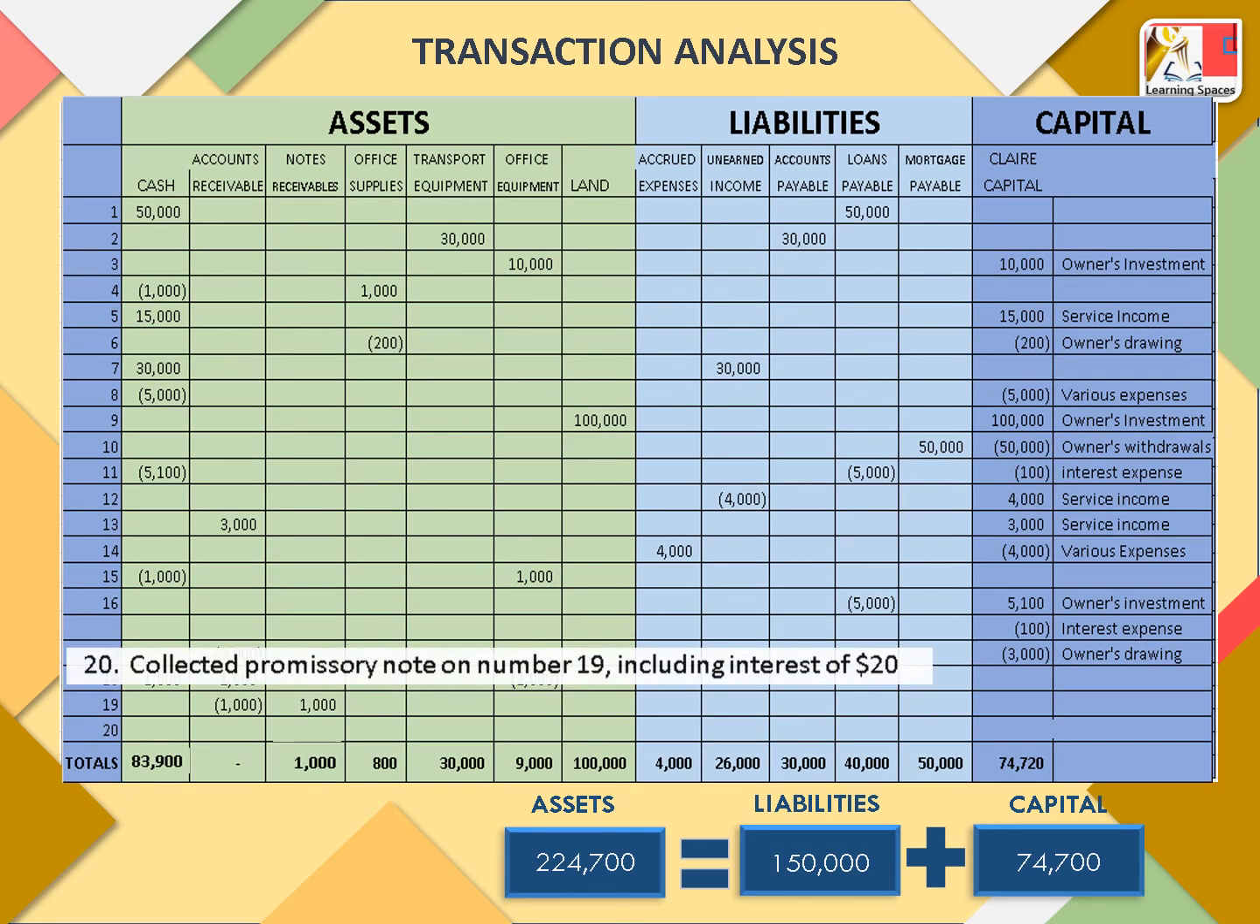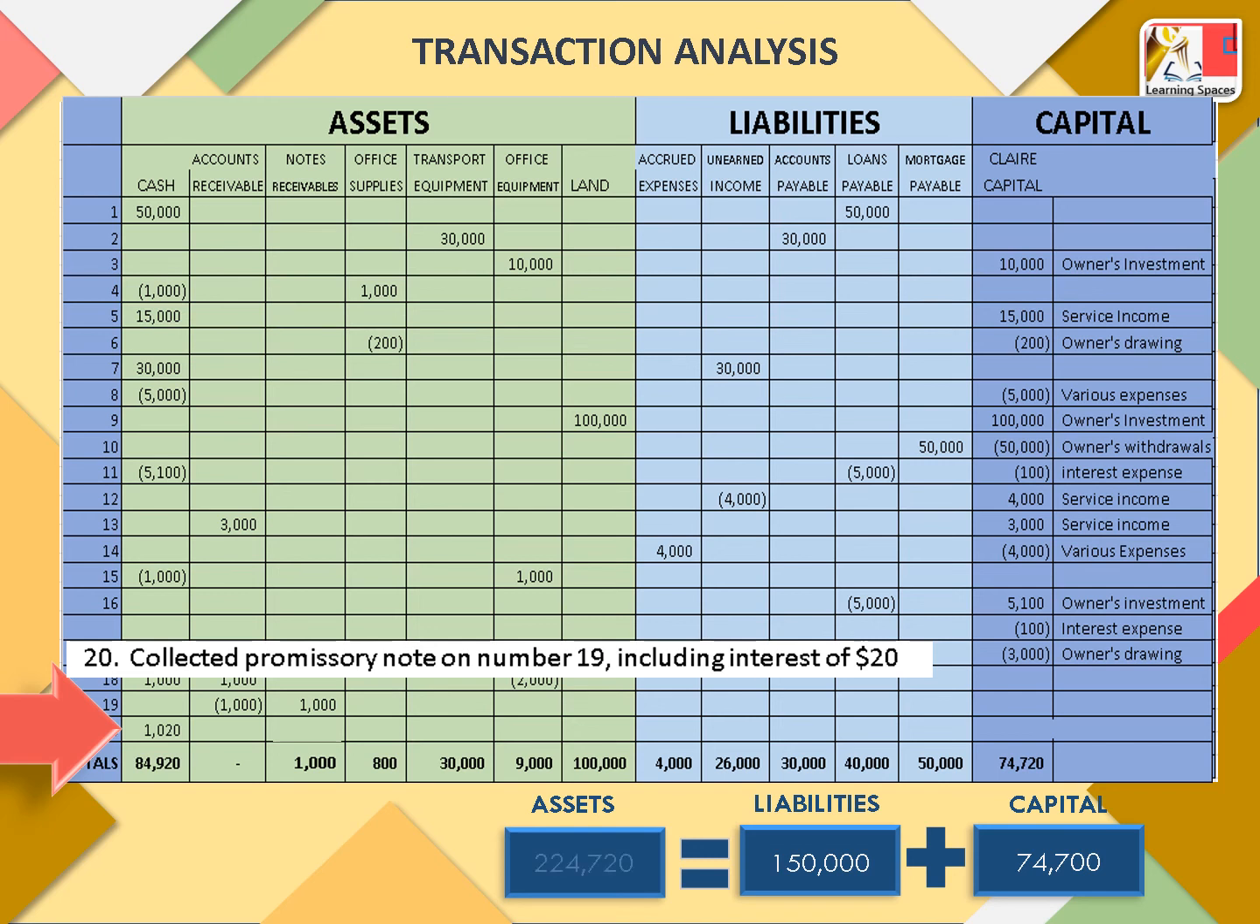And now finally, down to the last transaction. The collection of the promissory note, including the interest on it, will have cash increased by a total of $1,020. To balance the equation, the notes receivable should now be reduced by $1,000, and the interest income of $20 shall appear in the capital section as an addition.